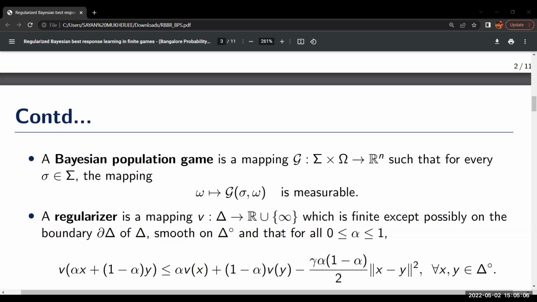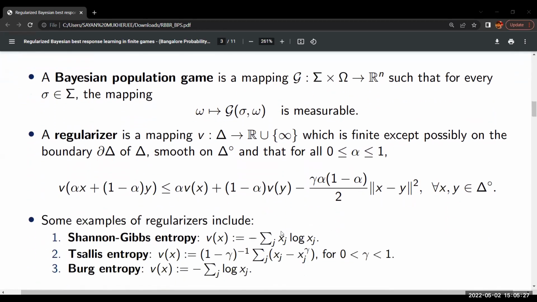The interpretation of this definition is the following. Suppose the population is playing a Bayesian strategy sigma. Then an agent or a player with type omega, if he or she plays strategy i, will get the payoff G_i(sigma)(omega).